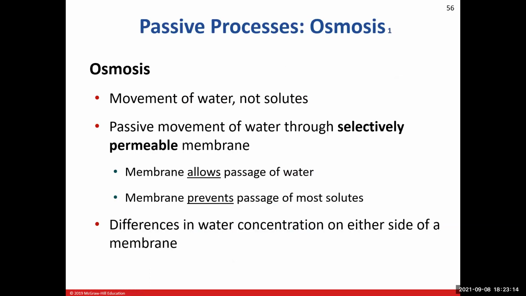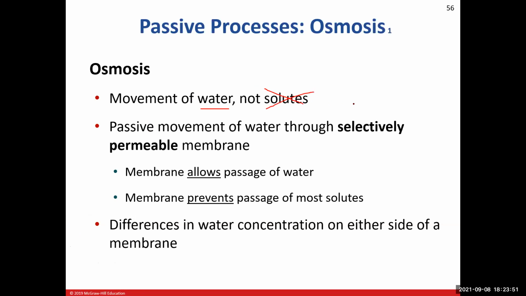Okay, so that was the first type of passive process for transport across the plasma membrane in our cells. So now we're going to talk about the other type. The other passive process is osmosis. Now, as soon as I say osmosis, or as soon as you read osmosis somewhere, the first thought in your head should be water. Osmosis is the movement of water and not of solutes.